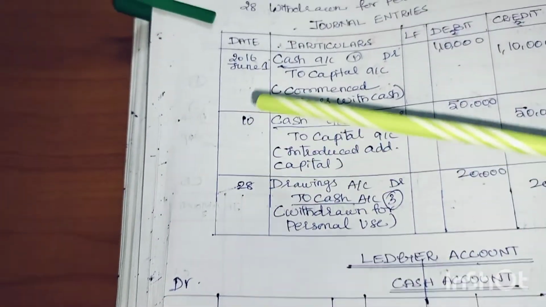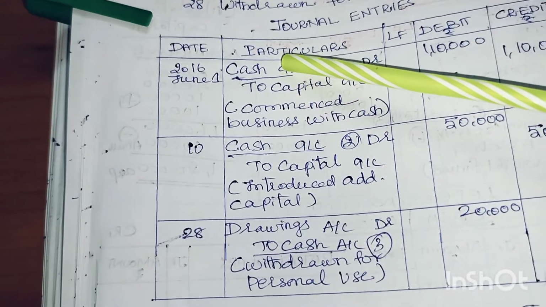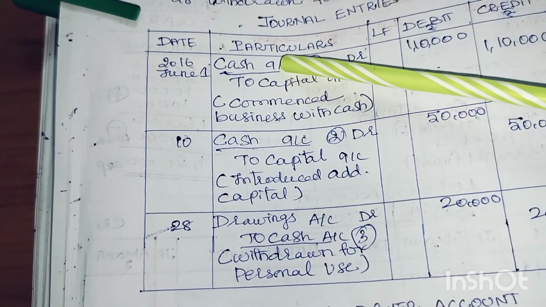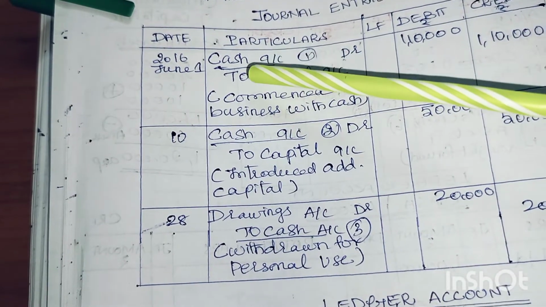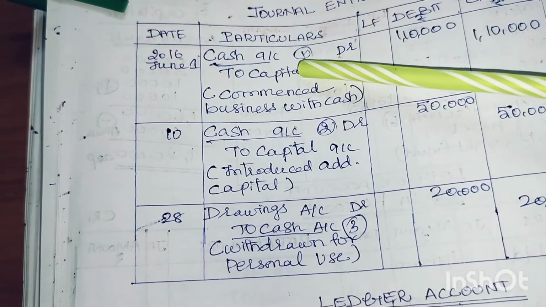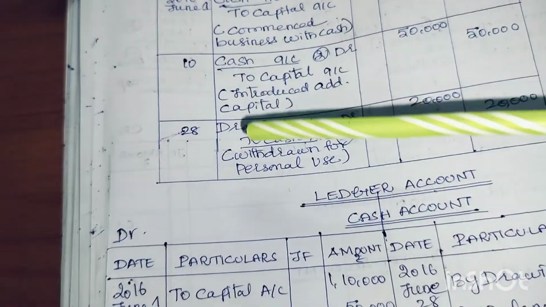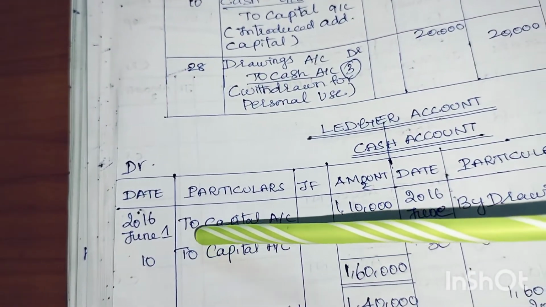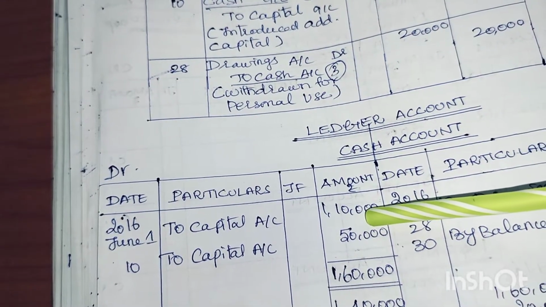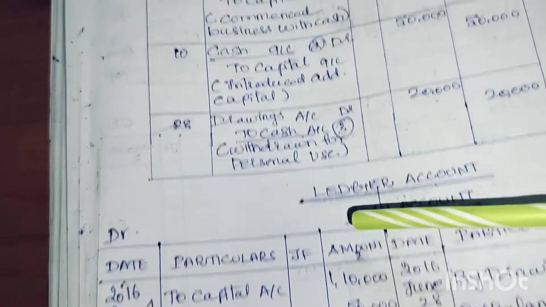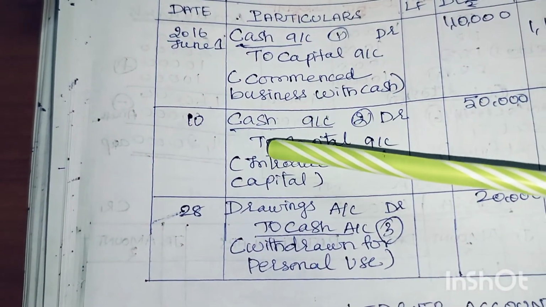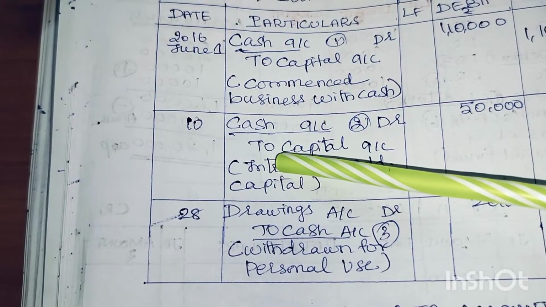Next, we have to find which account is the opposite account from the cash account, that is capital account. So we go to debit side to capital account, 1,10,000 we entered.